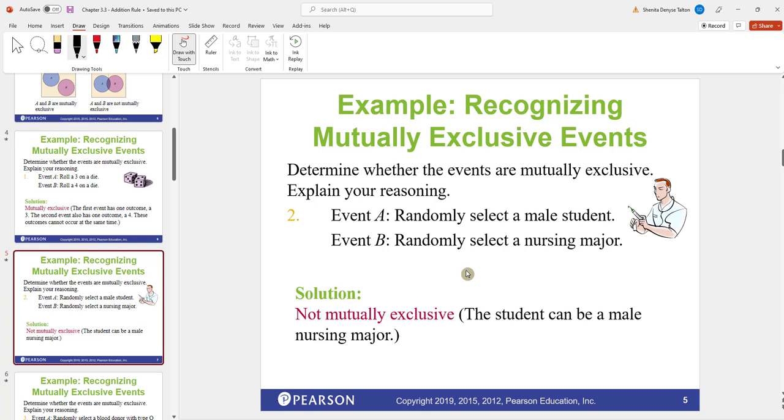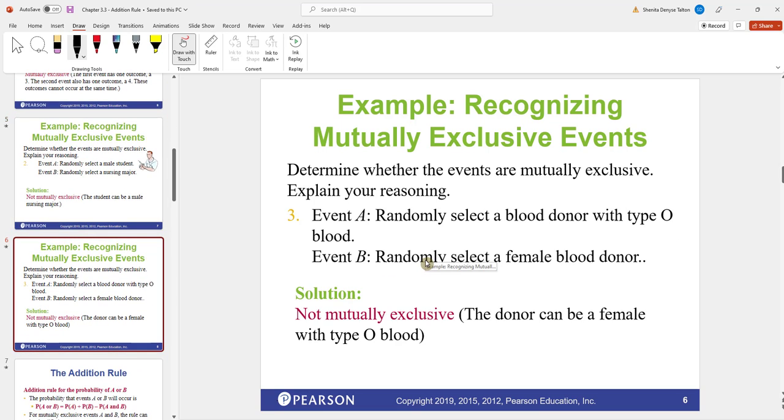The next one is randomly selecting a male student and randomly selecting a nursing major. So these would not be mutually exclusive because they can occur at the same time. You can get a male student that's majoring in nursing. The next one is you randomly select a blood donor with type O blood and you randomly select a female blood donor. So these are not mutually exclusive because your donor can be female with type O blood.